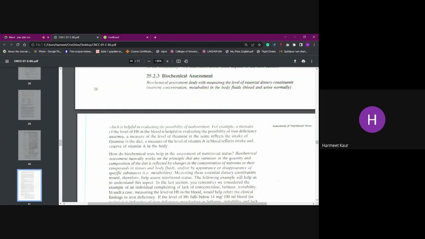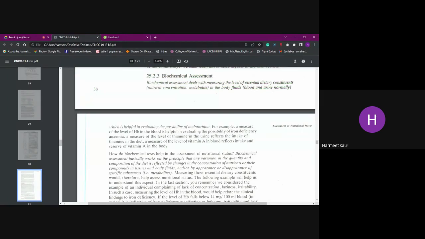Now, when I compare biochemical assessment with the other methods of nutritional assessment, that is anthropometry, clinical, and dietary, biochemical tests are the most accurate ones and they are confirmatory. Let's say that for a few days my iron intake is low, and if I'm a person who gets these blood parameters checked regularly, in the next report I will get to know that my hemoglobin levels have fallen, right? And this is an accurate thing.